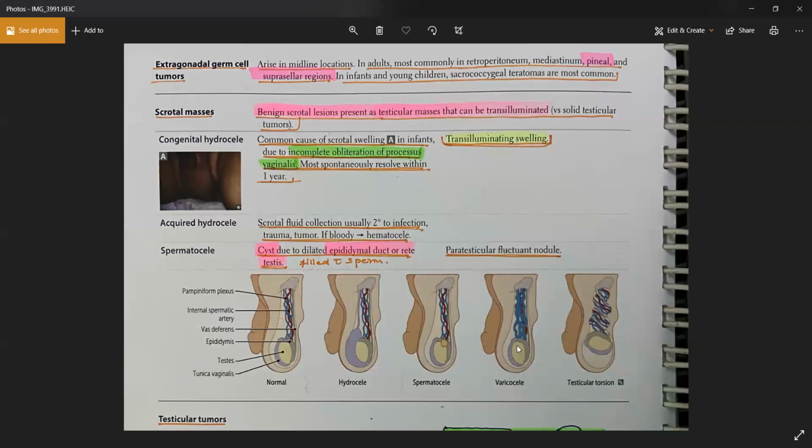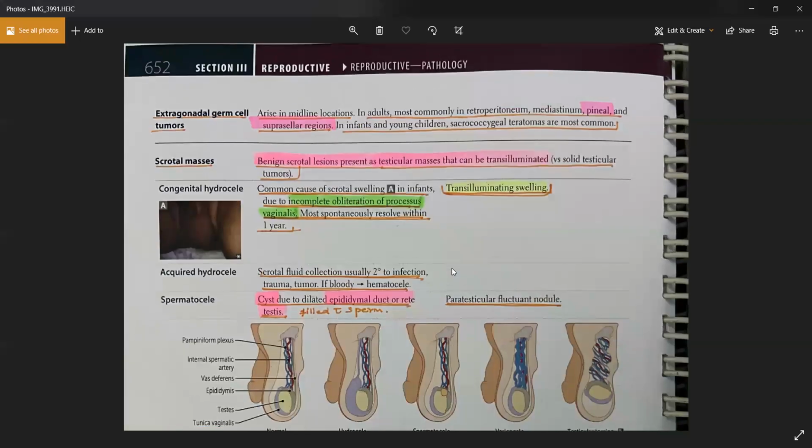I lost my connection. See, I told you, for testicular masses, whenever the mass is transilluminating, it will always be a benign condition. And whenever the mass is not transilluminating, it could be a case of solid testicular tumors, right? Right. But you also know that the varicocele is also a non-transilluminating mass, right? Right. So whenever you see a patient having a non-transilluminating mass, you cannot just diagnose them with cancer. You need to check for the varicocele also.